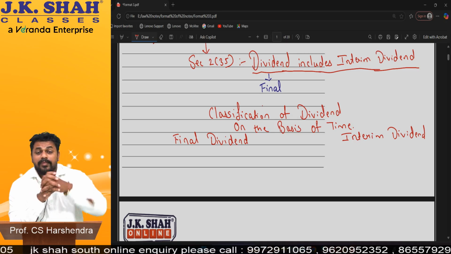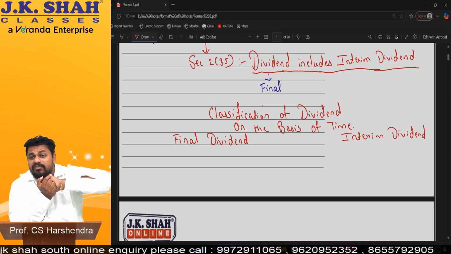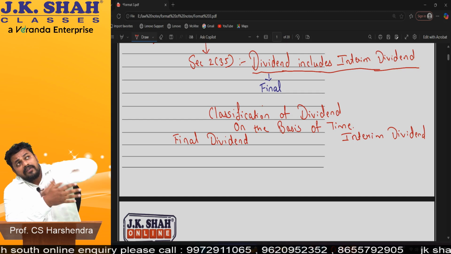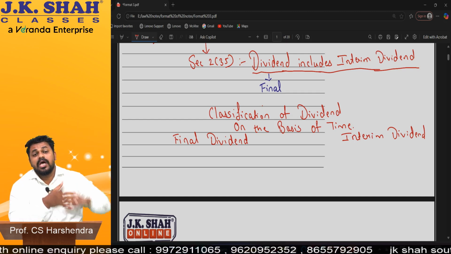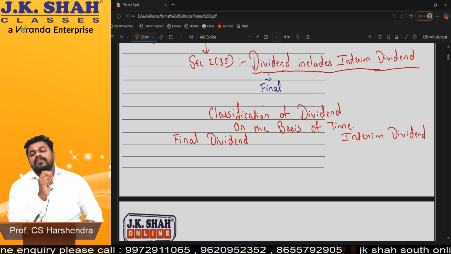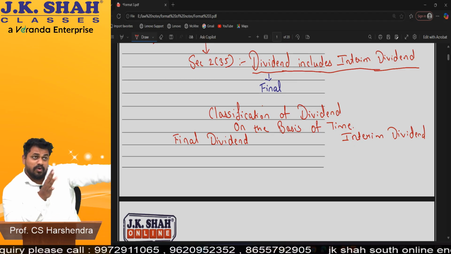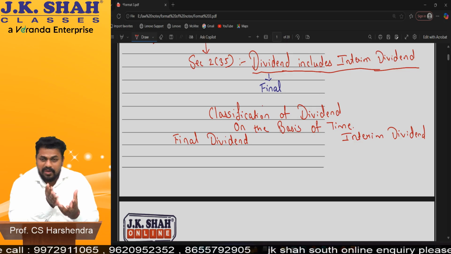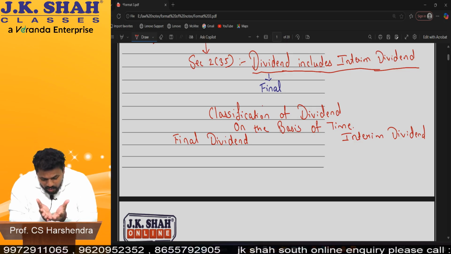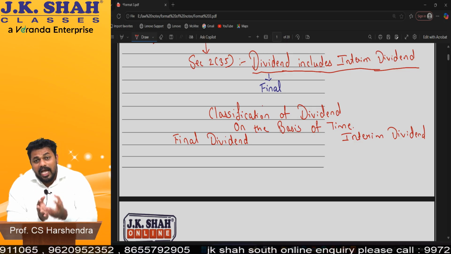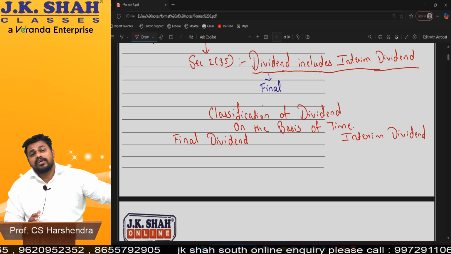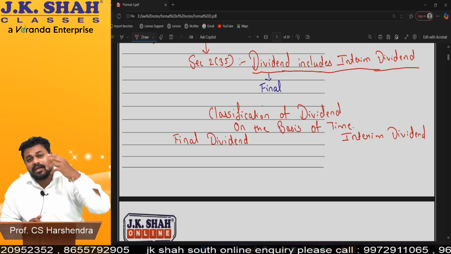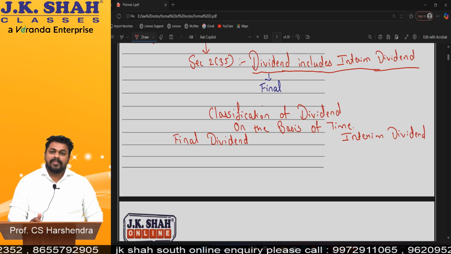First, a final dividend means a dividend which is given after finalization of accounts, after completion of the financial year. So once the whole financial year is completed, the financial statements are prepared. At that time the company knows how much profit the company has, and a part of that is given to the members. That is called final dividend. Am I clear with this?